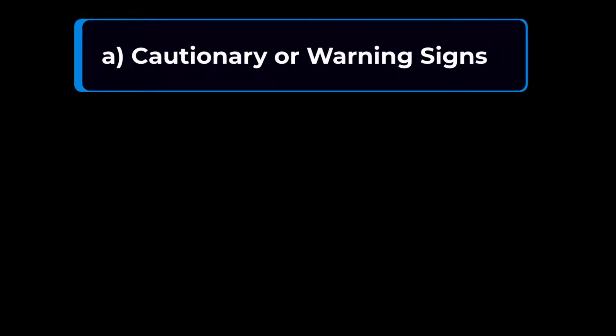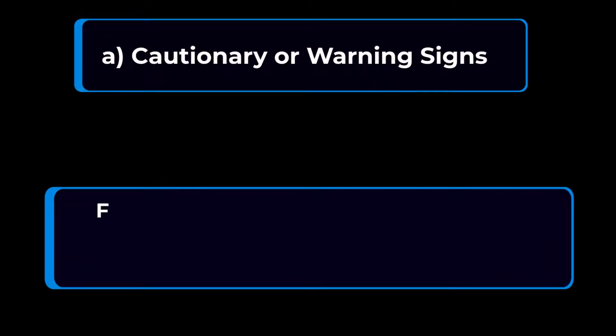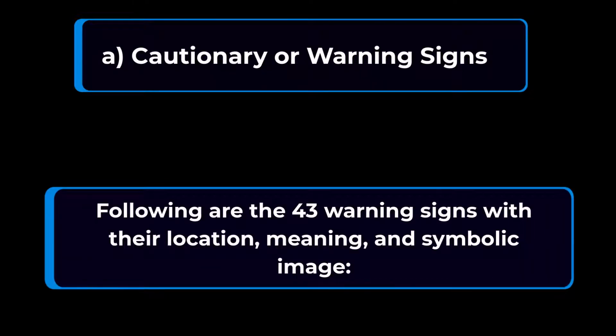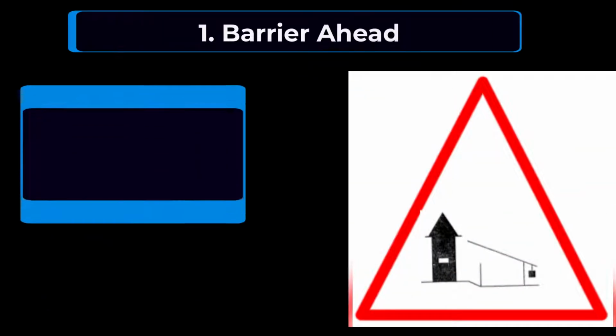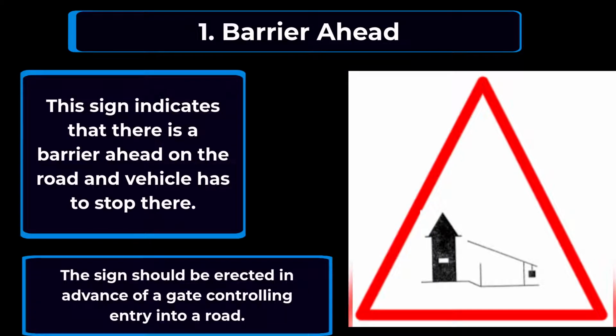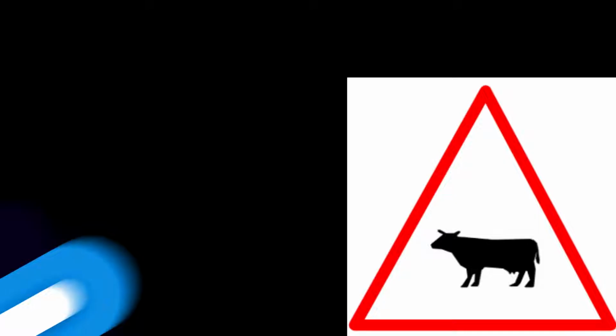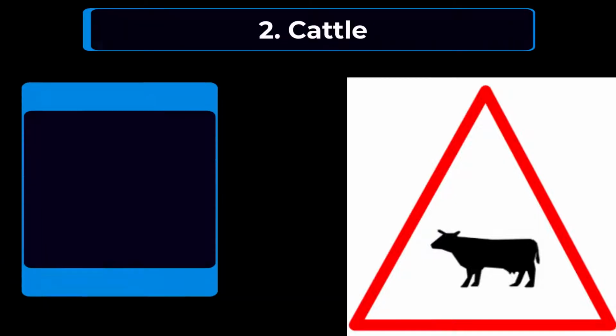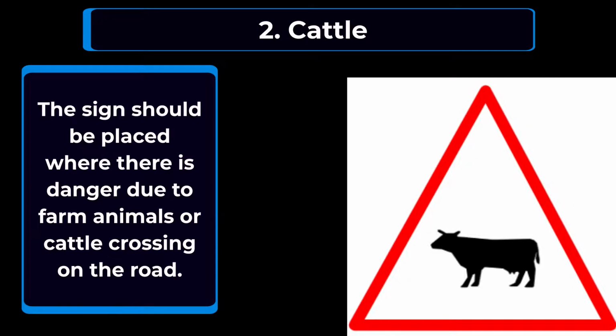A. Cautionary or warning signs. Following are the 43 warning signs with their location, meaning, and symbolic image. 1. Barrier ahead. This sign indicates that there is a barrier ahead on the road and the vehicle has to stop there. 2. Cattle. The sign should be placed where there is danger due to farm animals or cattle crossing on the road.